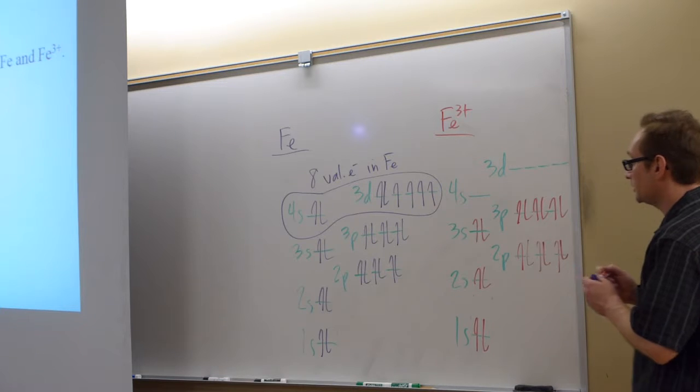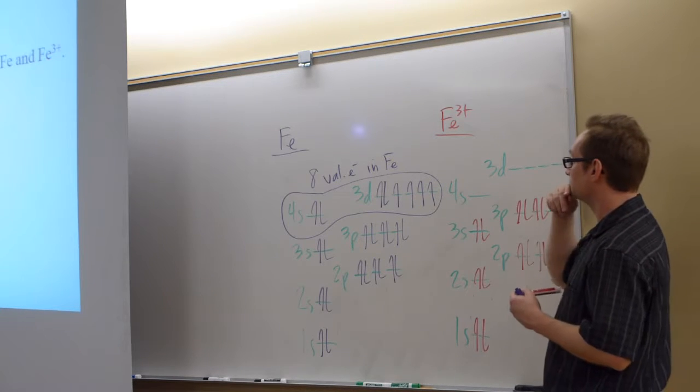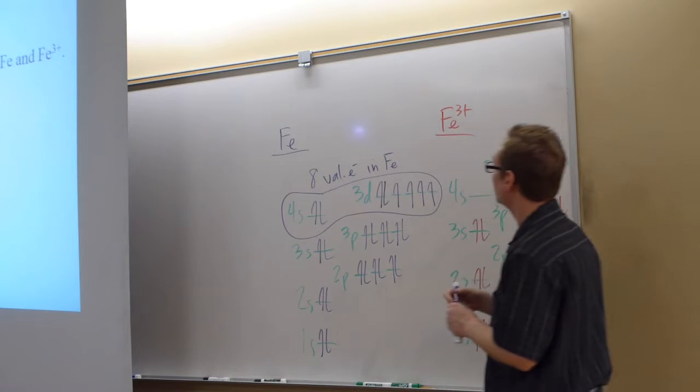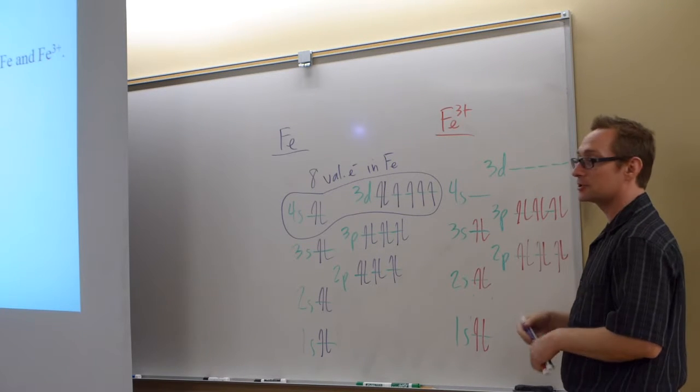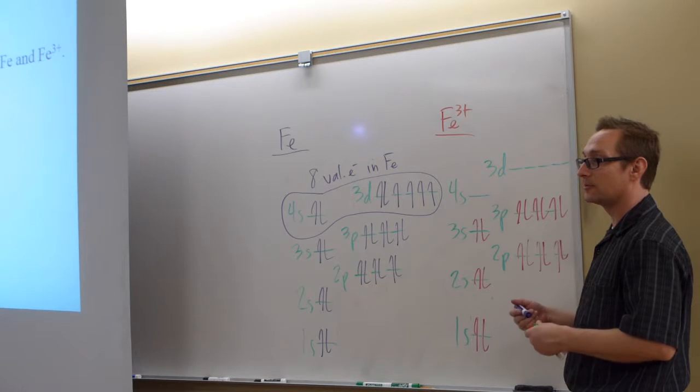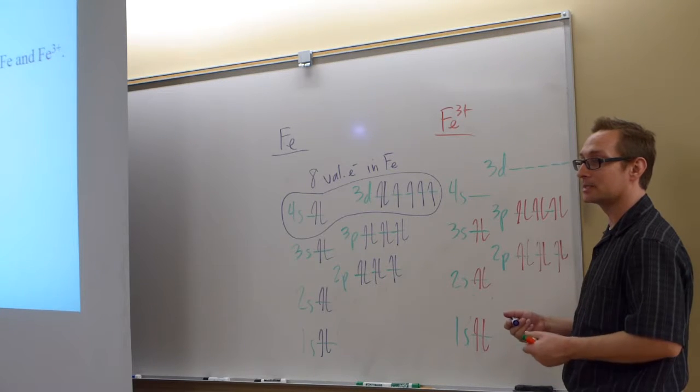Okay, so how do we fill for Fe3+? The rule for transition metal ions is that we fill the d set first before filling the s of the next n level.